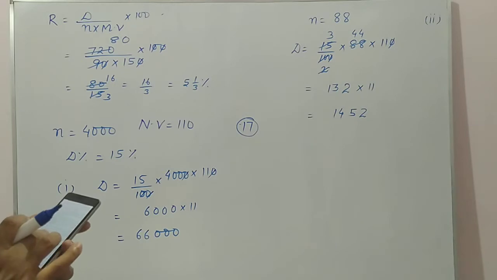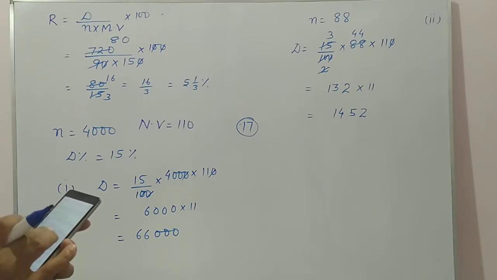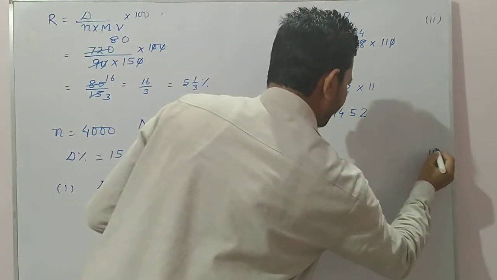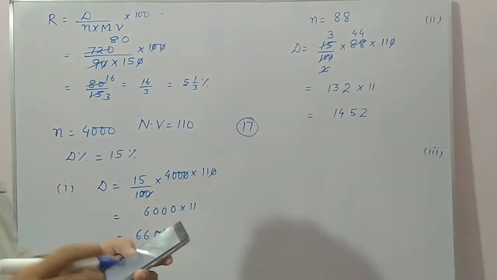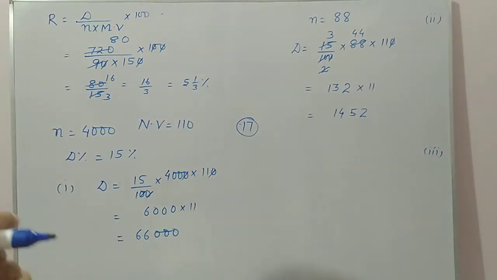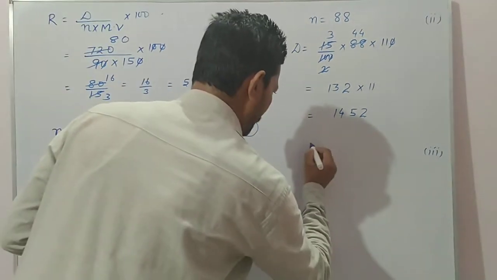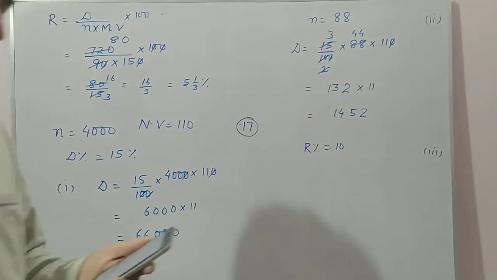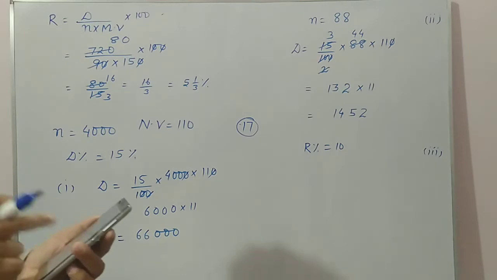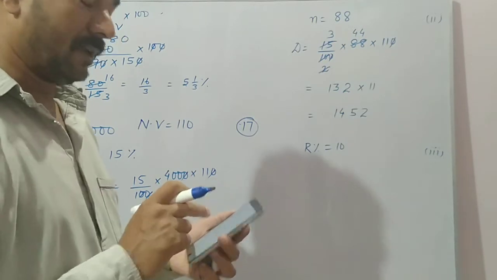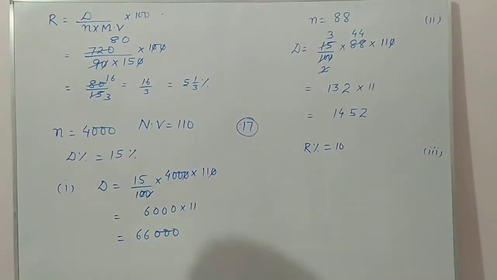Next, third part, if he received 10% on his investment, find the price Shahrukh paid for each share. If he gets 10% on his investment, what is given? Rate of interest is given to be 10%. So we have to find the price Shahrukh paid for each share.